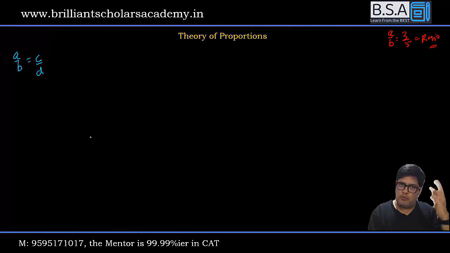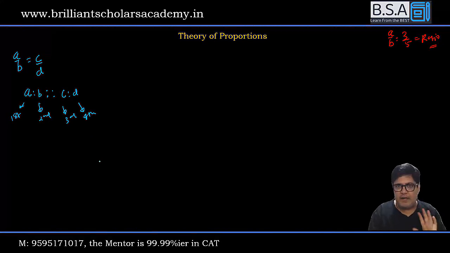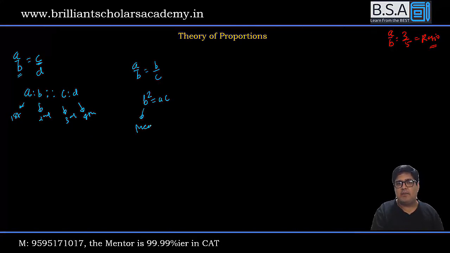So since olden days, there are names given to these. If I say A ratio B is the same as C ratio D, this has been called the first proportion, second proportion, third proportion, and the fourth proportion. Very elementary theory. If I make these two terms equal, as A upon B is equal to B upon C, where B square is equal to AC, this is called the mean proportion. Just the naming of it. You should know names of these things.